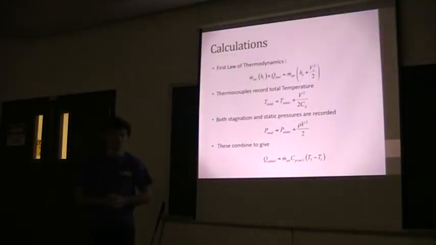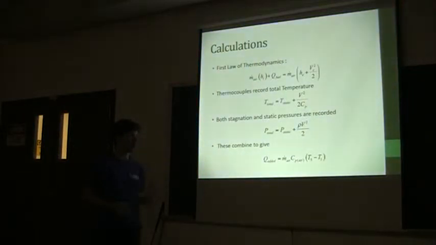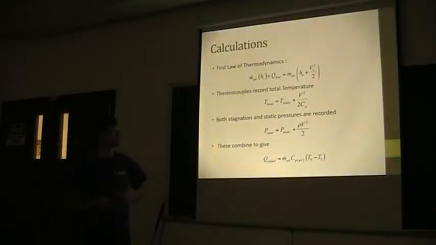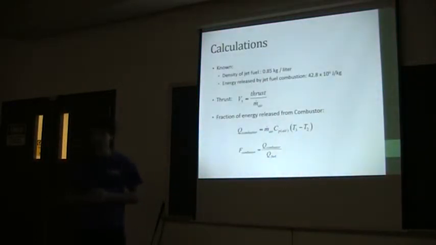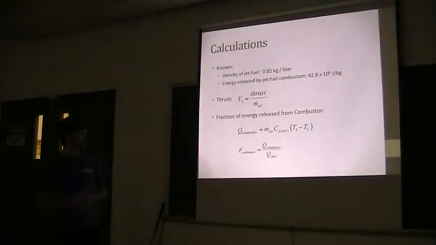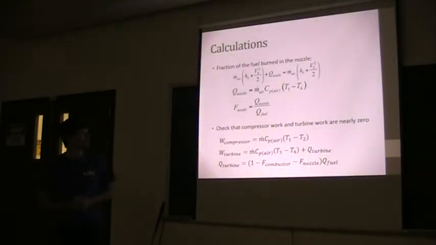There's a bunch of calculations in this lab, and they're all in the lab manual, so I'm not going to talk about them fully, but it starts out with the first law of thermodynamics. You're able to calculate a bunch of things involving temperatures and pressures. You're given the density of the jet fuel and the energy released by the jet fuel combustion, and a few other equations: fraction energy, thrust, and the fraction of fuel burned. Here you can calculate the work of the turbine and the compressor.